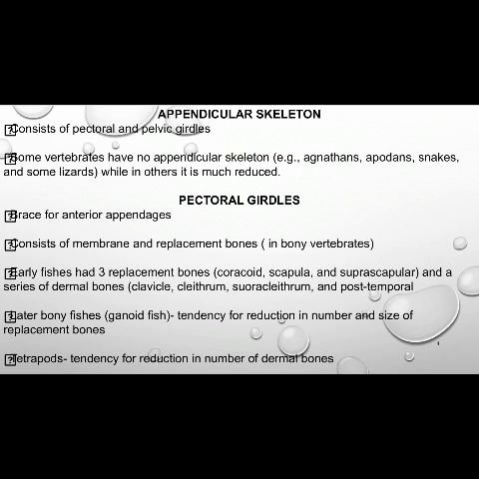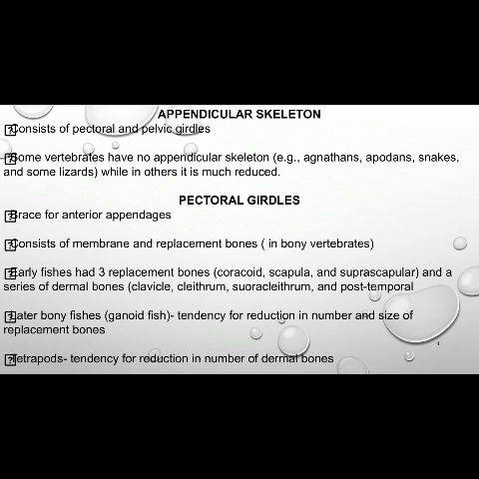Now, pectoral girdles. You remember the appendicular skeleton is made up of the pectoral and pelvic girdles. The pectoral girdles are very important. They are anterior appendages. In vertebrates, you have bones making up the pectoral girdle. You also have membranous structures.